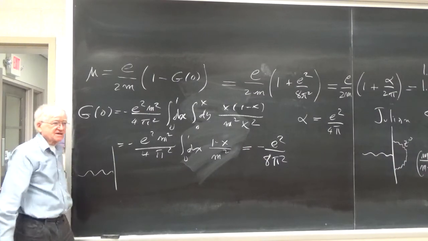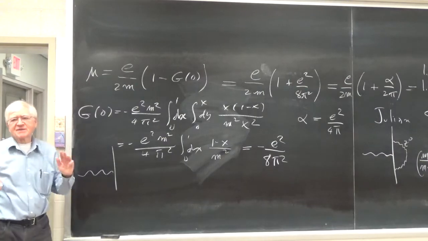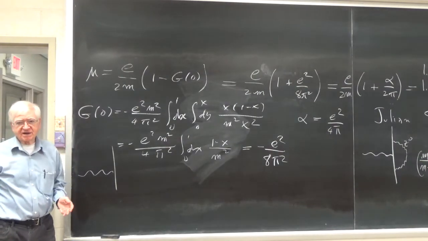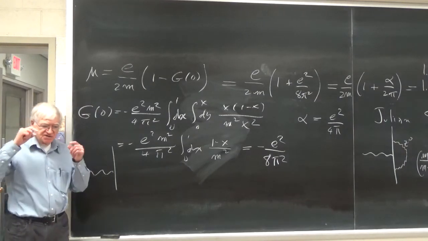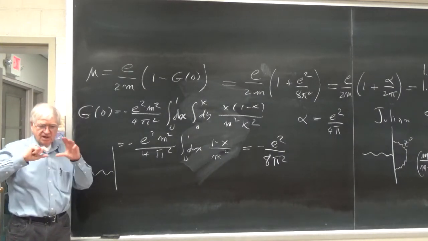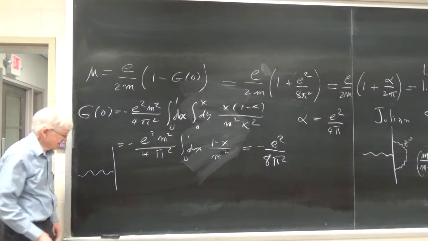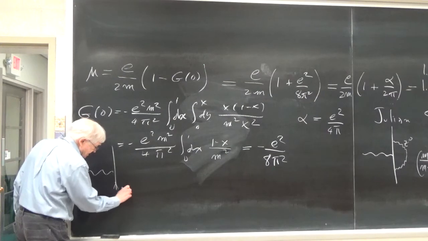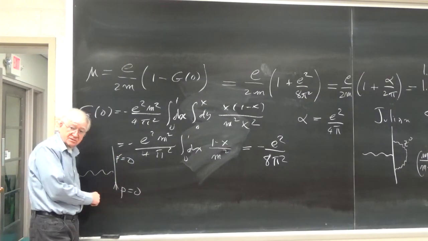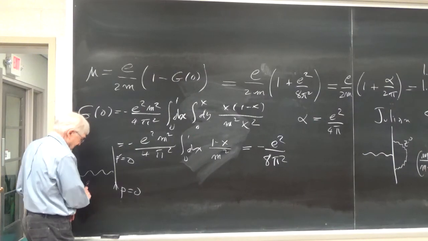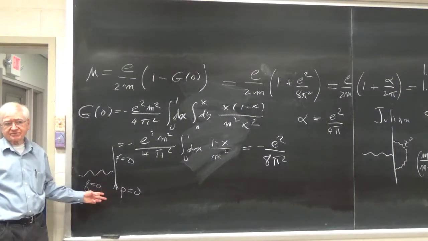I'm sorry, I'm making this much more complicated than it need be. The key thing is that you're interested in how much energy it takes to flip the spin of an electron that's at rest in a magnetic field. So that means that P is zero and P prime is zero. So that's why Q has to be zero, because Q is P prime minus P.